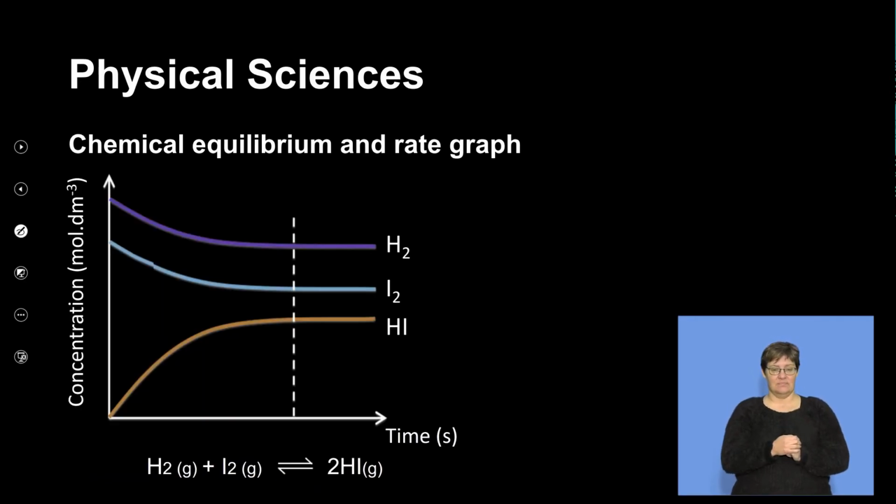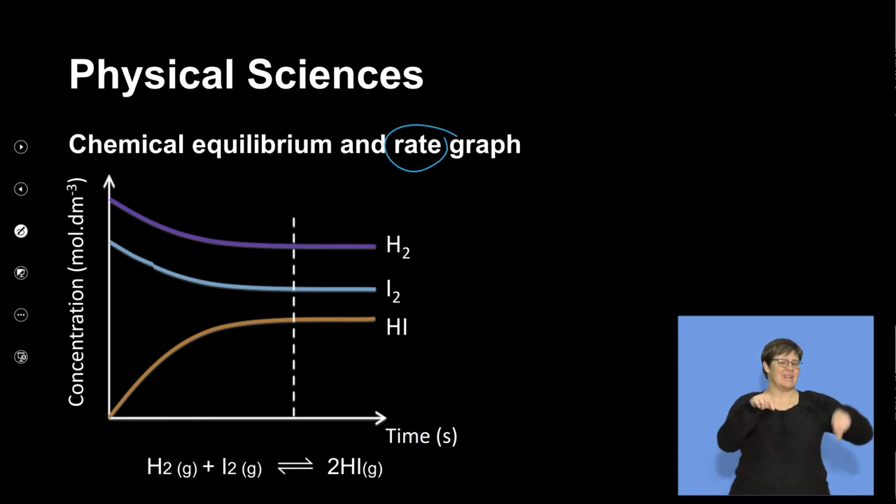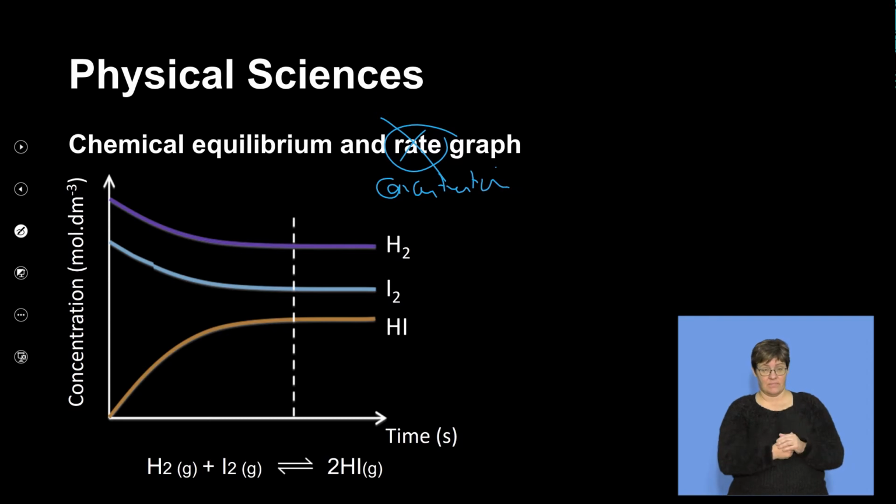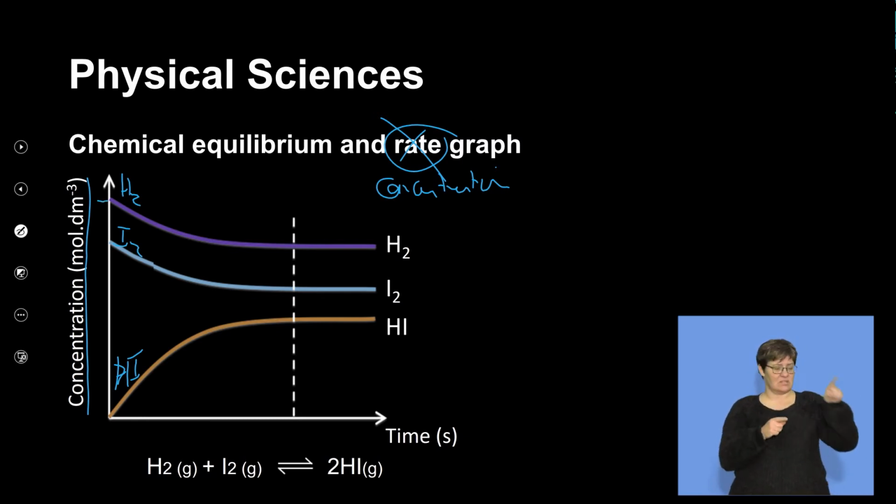In fact, we can recognize there's another graph here, which is not a rate graph this time. That's wrong. It's a concentration graph. So here's the concentration, and here we've got hydrogen, and here we've got iodine, and here we've got hydrogen iodide. And what you'll see is at the beginning, they were different amounts. This one was high, this one a little lower, this one was nothing to start with.